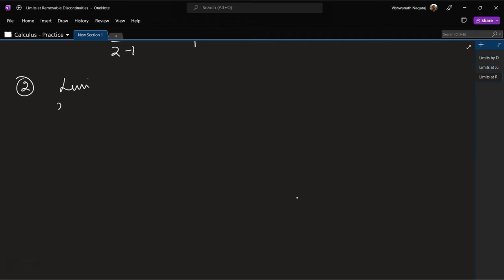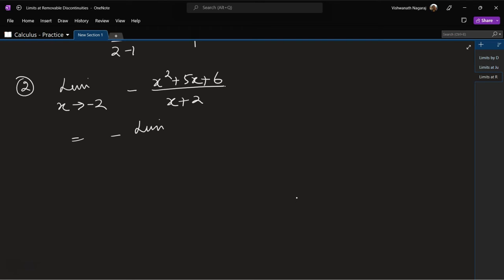Limit as x approaches minus 2 of (minus x square plus 5x plus 6) divided by (x plus 2). Again, if we do direct substitution, minus 2 plus 2, 0 in the denominator. So let's factorize the numerator, and minus we can take it out.